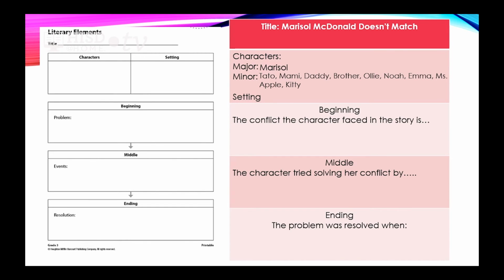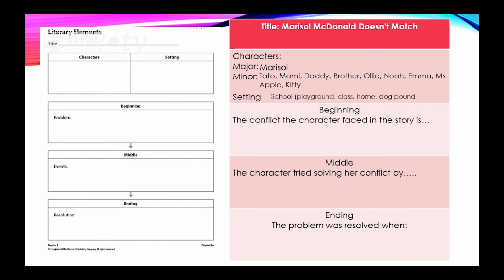We then want to also think about the setting, where the story takes place. So a story can have many settings. It doesn't necessarily have to have one setting. So in this story, we had the setting of the school, which included the playground, her class, we had home, and we had the dog pound.